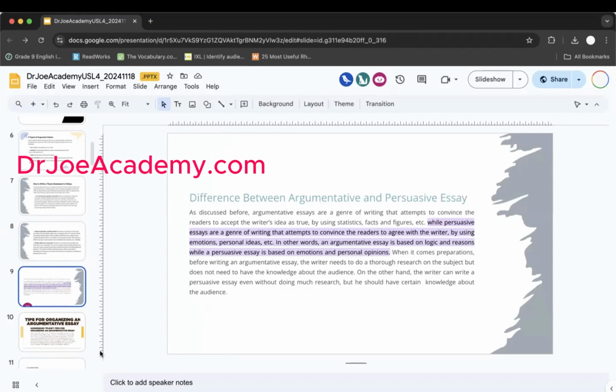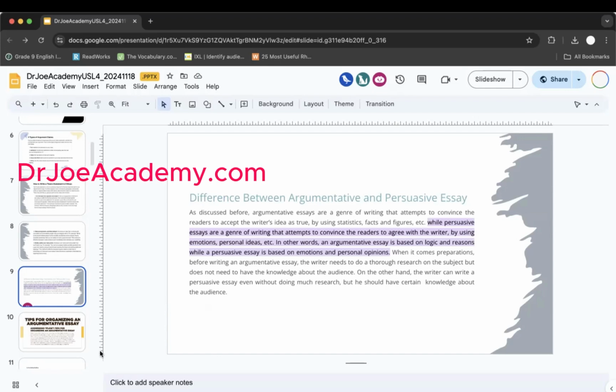Difference between argumentative and persuasive essay. As discussed before, argumentative essays are a genre of writing that attempts to convince the reader to accept the writer's idea as true. In other words, an argumentative essay is based on logic and reasons, while a persuasive essay is based on emotions and personal opinions. When it comes to preparations before writing an argumentative essay, the writer needs to do thorough research on the subject but does not need to have knowledge about the audience. On the other hand, the writer can write a persuasive essay without doing much research, but he should have certain knowledge about the audience.